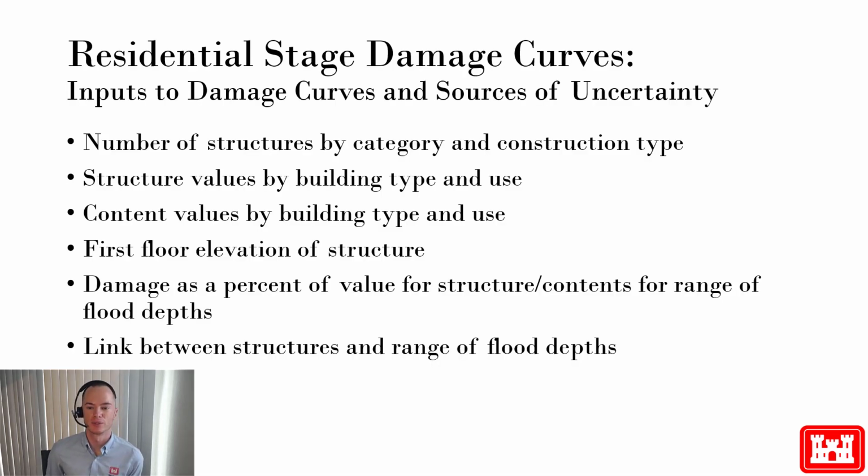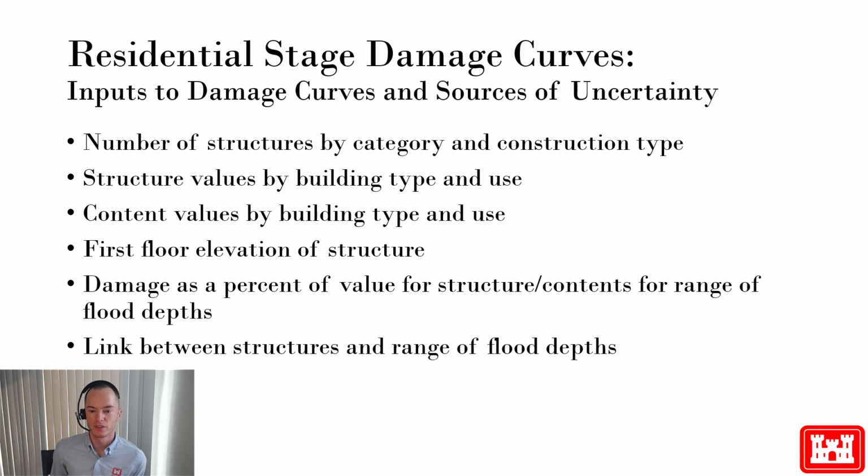The following attributes are some of the sources of uncertainty of the residential stage damage curve or function that results in dispersion or spread uncertainty of the level of damages for a given stage of flooding.